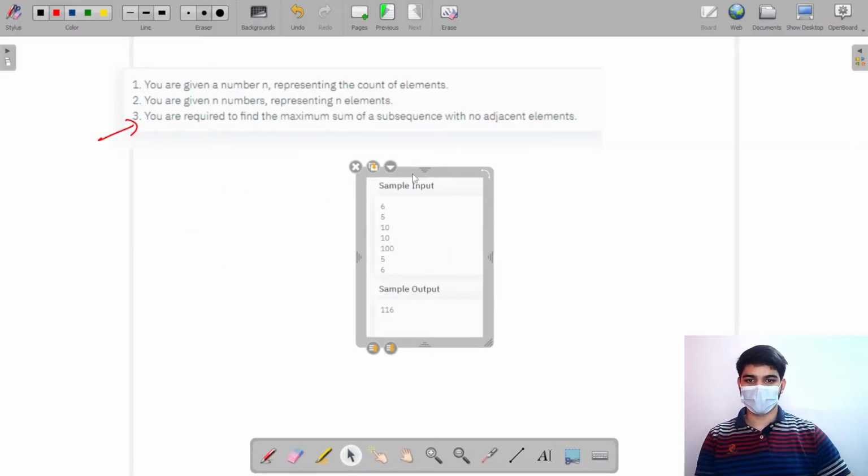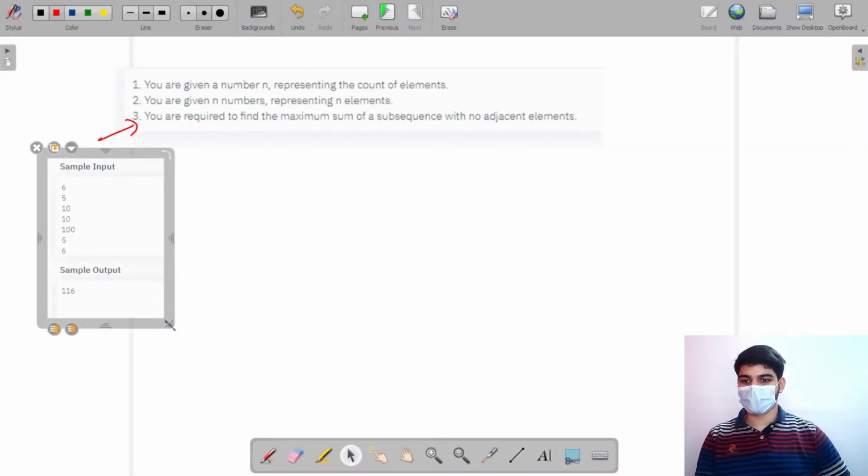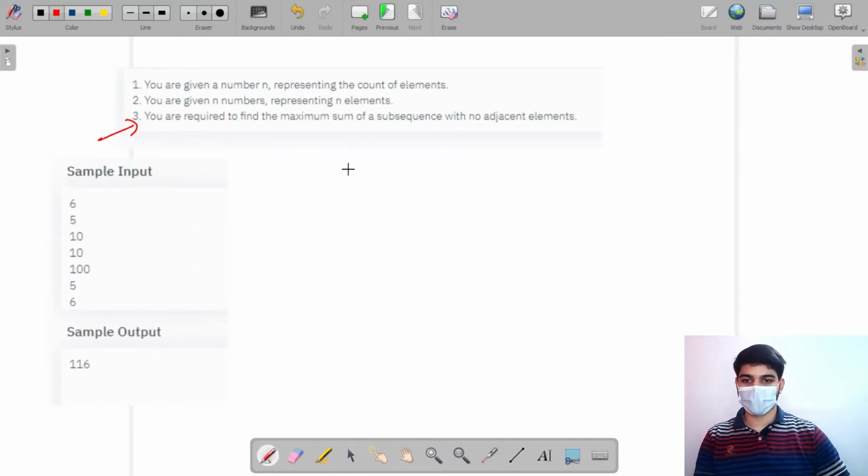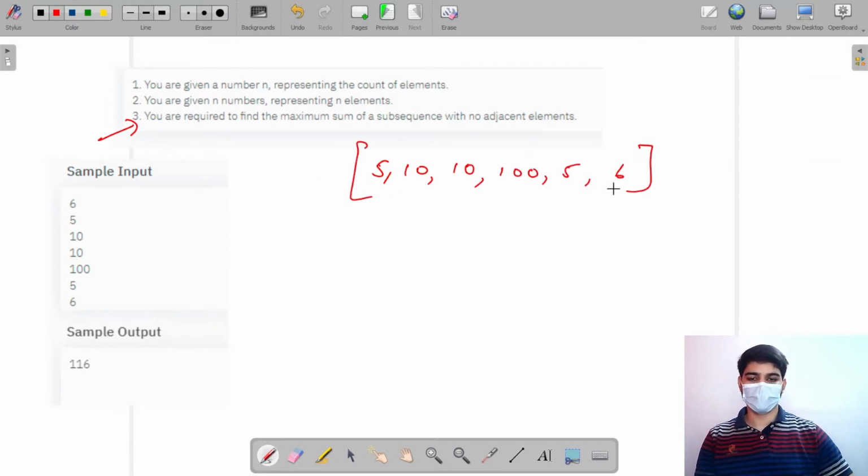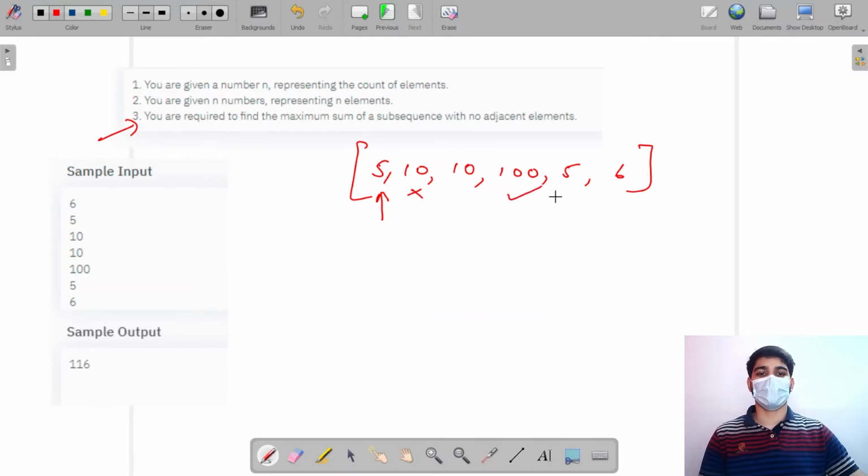If we take our input example from over here, this sample input and output, then the question says that we have 6 elements, which are 5, 10, 10, 100, and then 5 and 6, right? Using these elements, what you have to generate is the maximum sum that you can do when you don't include the adjacent element. So if I'm including 5 in my sum, I cannot include 10. And similarly, if I'm including my 100, I cannot include my 5, neither can I include my 10, in that case.